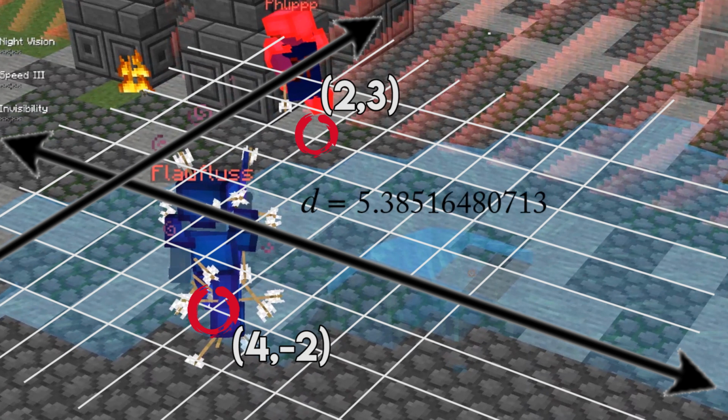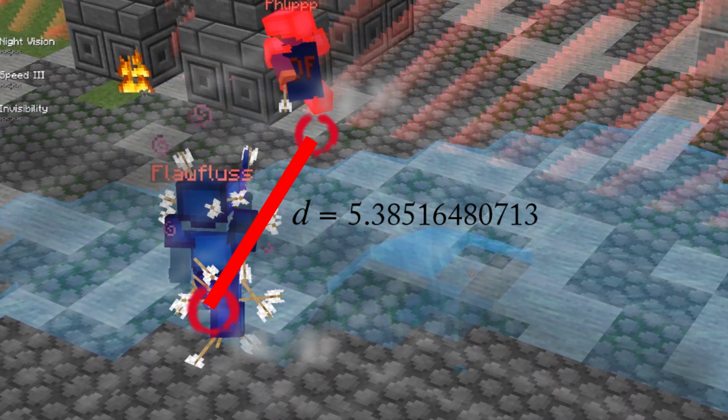So now we know that this distance is about 5.385, and so on. And obviously, that is more than the distance that you can reach in Minecraft. I'm sure some of you guys are thinking, but wait, that's not the same distance you got in the last video. And that's because in the Pythagorean theorem video, I actually used different points.